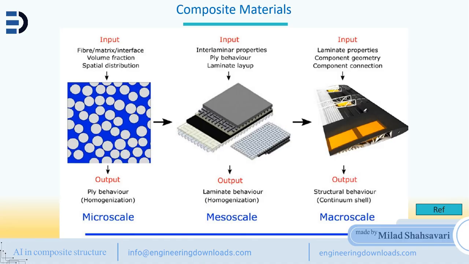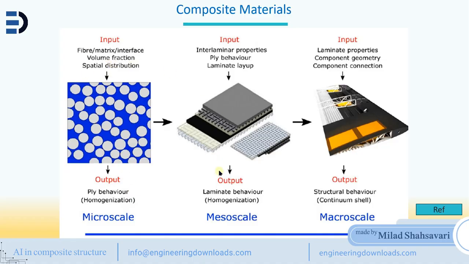Design and analysis of composite structures, based on various references, which I'll introduce here, are generally divided into three categories: microscale, mesoscale, and macroscale. We can say that the output of each analysis level typically serves as the input for the next. At the microscale, we consider the properties of the fiber in the matrix as inputs. Parameters like VF, volume fraction, the distribution of fibers within the matrix, and the interface, meaning the connection between the fiber and the matrix, are all input variables. The output of this microscale analysis is the behavior of the layer formed by those inputs.